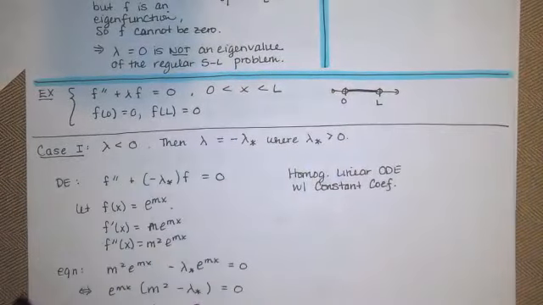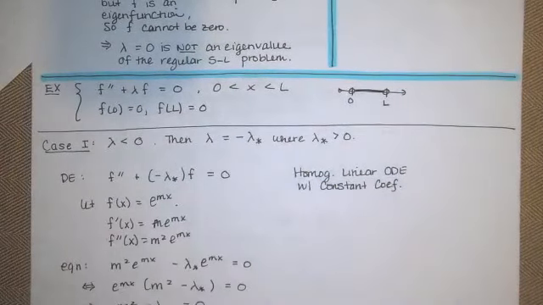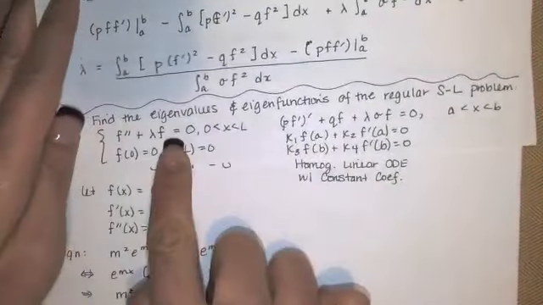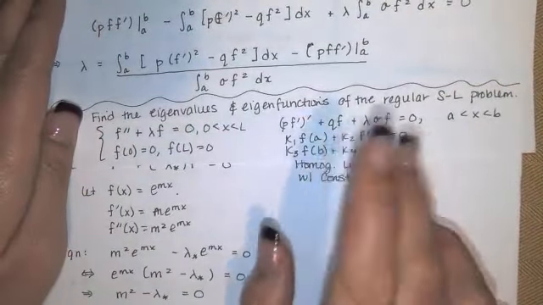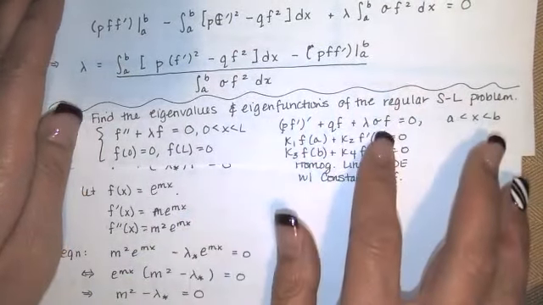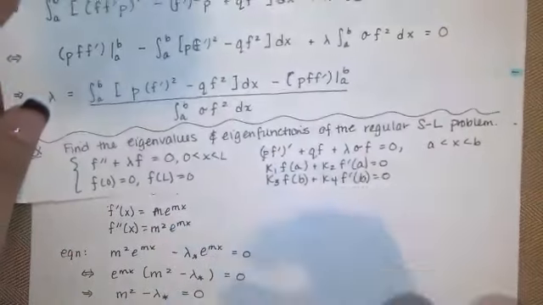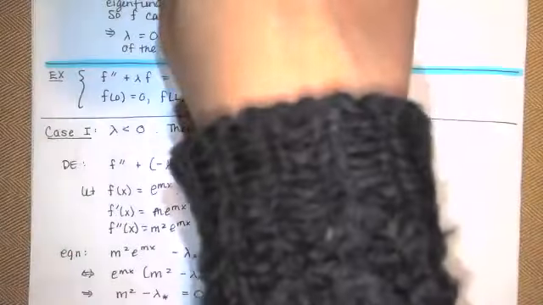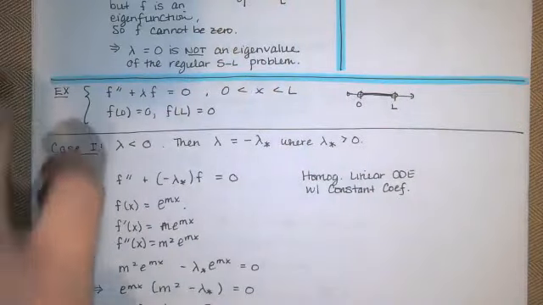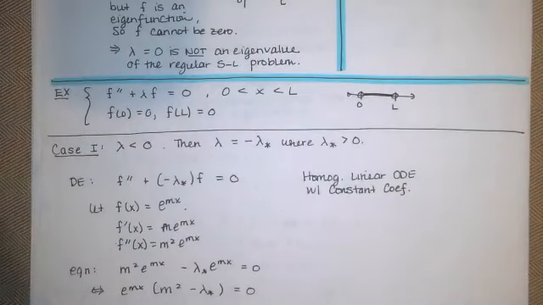I've got a regular Sturm-Liouville problem. We could just take our regular Sturm-Liouville problem, compare it to the general form of a regular Sturm-Liouville problem, identify P, Q, and sigma, and then substitute those values into the Rayleigh quotient. And oops, that's not the right page.